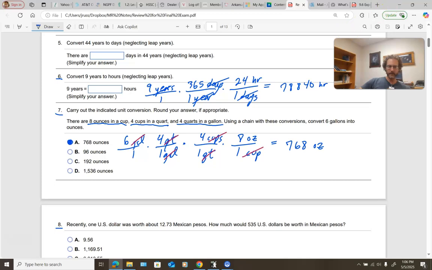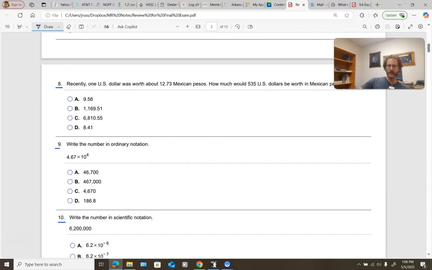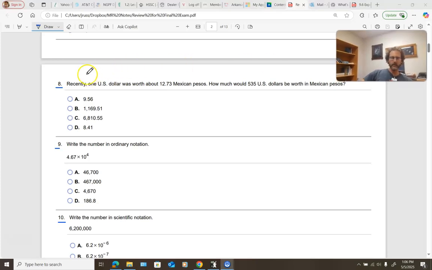All right. Number 8. This says, recently, $1 was worth about 12.73 Mexican pesos. So how much would $535 be worth in Mexican pesos?